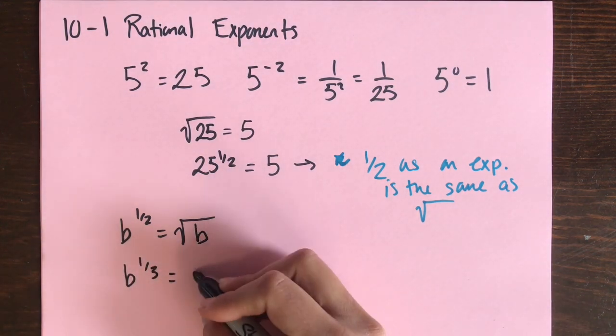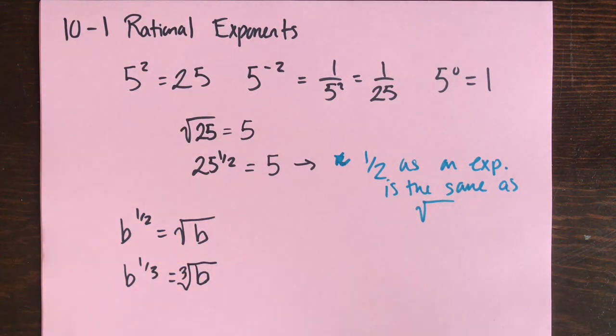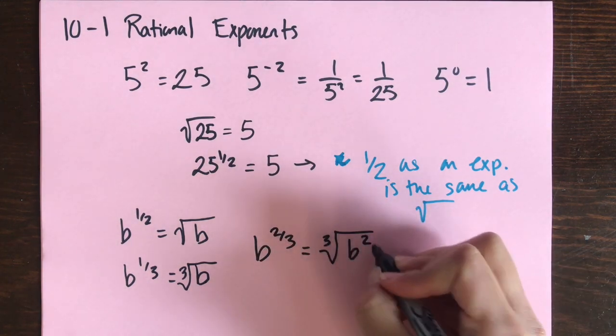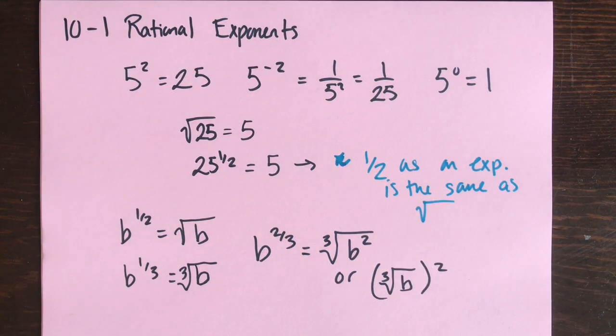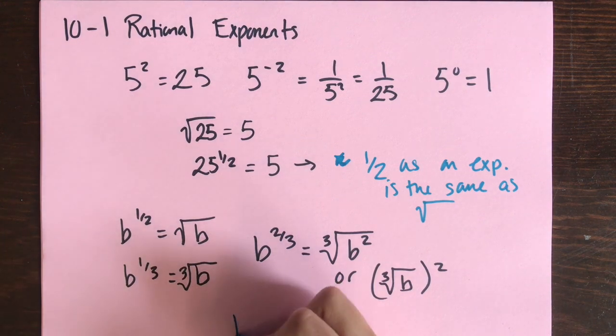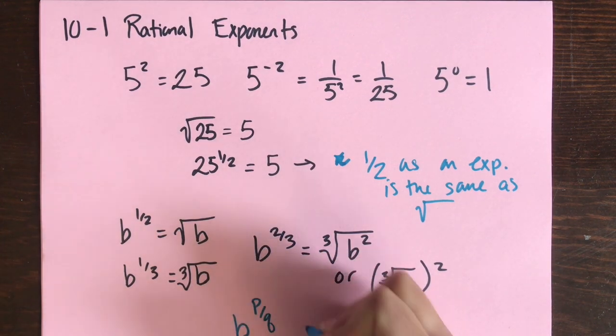So we have b to the 1/2, which would be the square root of b. b to the 1/3 is the same thing as the cubic root of b. And then b to the 2/3, this is a little interesting. We can either write it as the cubic root of b squared, because that 2 is on the top, or the cubic root of b, quantity squared. So there's two separate ways of doing it, whichever way ends up being easier.